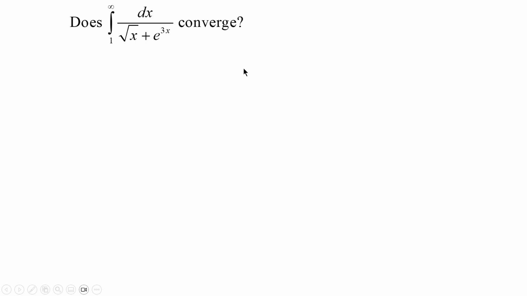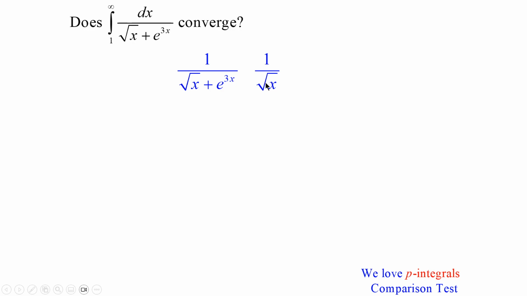Well, we're probably going to have to use comparison again. And how about we do this? We love p integrals, so we could probably compare this to 1 over root x. Now do you agree that in the interval from 1 to infinity, 1 over root x would always be greater than 1 over root x plus e to the 3x? There we have it right there. And there are the two graphs if you don't believe me.